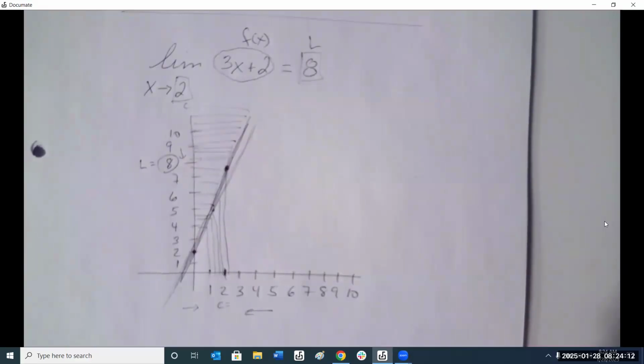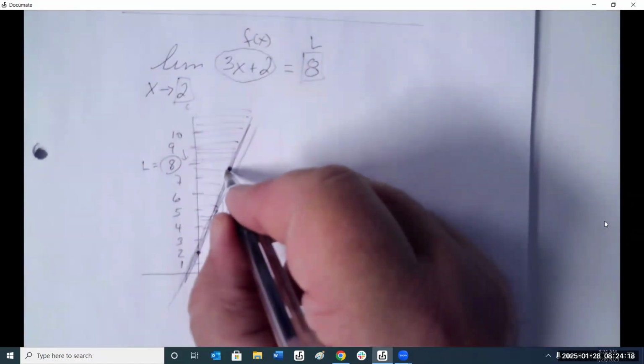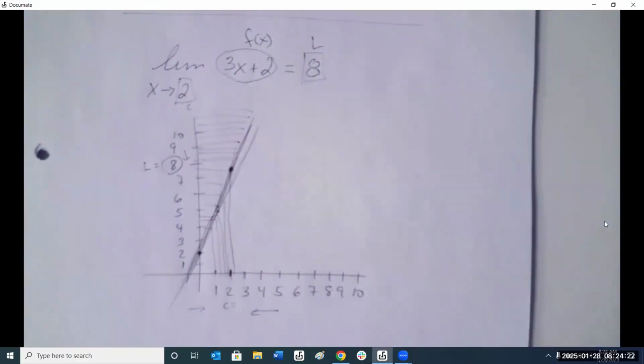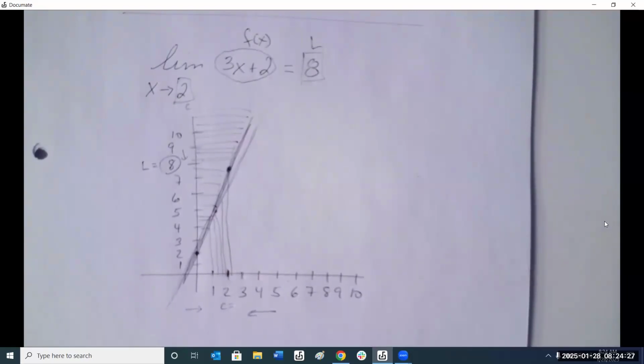So a limit value doesn't have to exist at that location. Remember, we had a hole last time. It just simply has to approach it. It simply has to approach the same value from both sides.